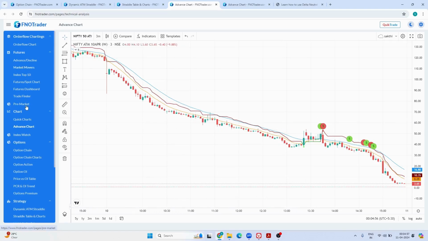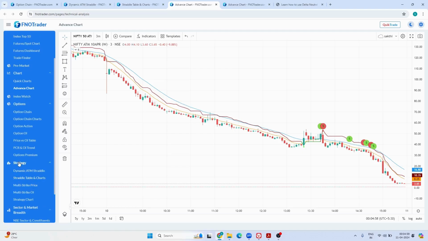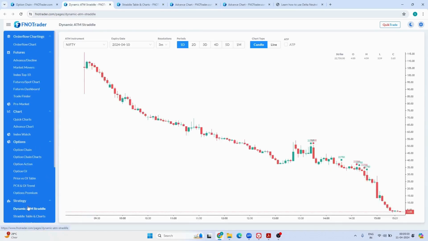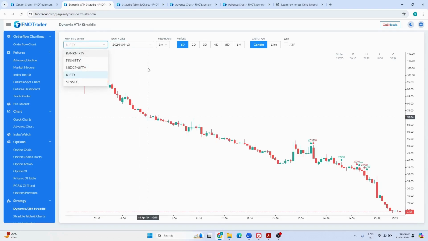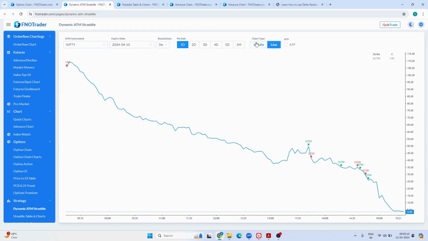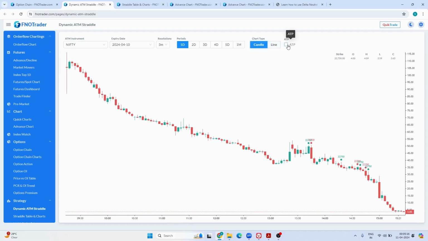So how do we navigate? Under the strategy section you have the dynamic ATM straddle. When you click that, you will have all of the indices here. You can select the expiry, select the resolution. You can change it to line chart, you can change it to candlestick chart. You can plot an ATP as well on top of this. Okay, so these are the things.